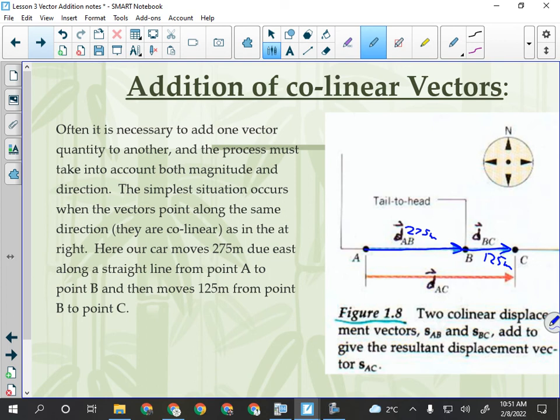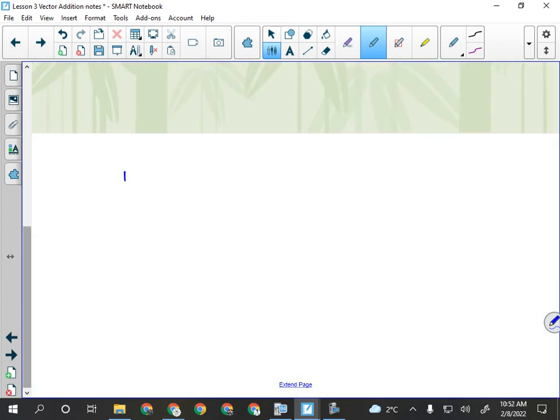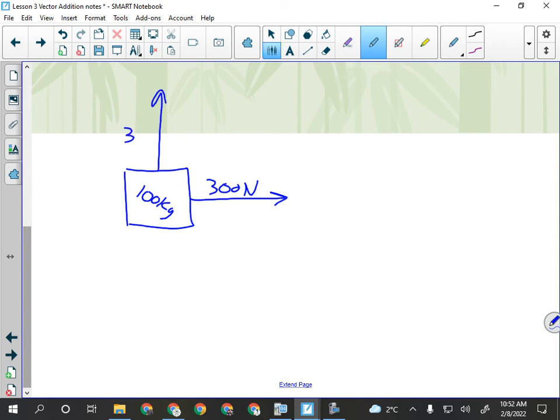Vector quantities are always going to be added tail to head. So I'll give you an example. Let's say I have a box that has a mass of 100 kilograms. One person is pushing it this way with 300 newtons worth of force, and one person is pushing it this way with, let's also say, 300 newtons worth of force. Which way is that box going to move? At an angle, right?